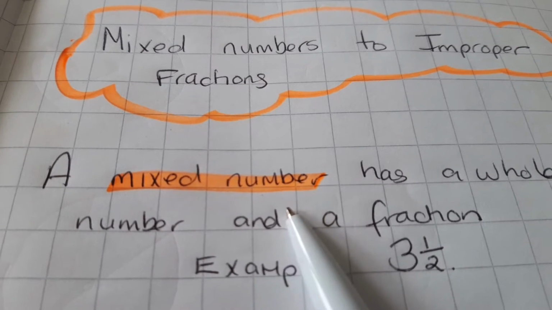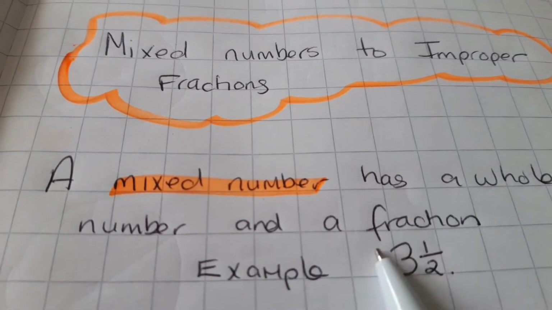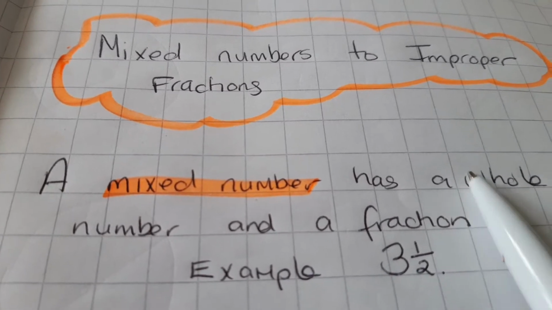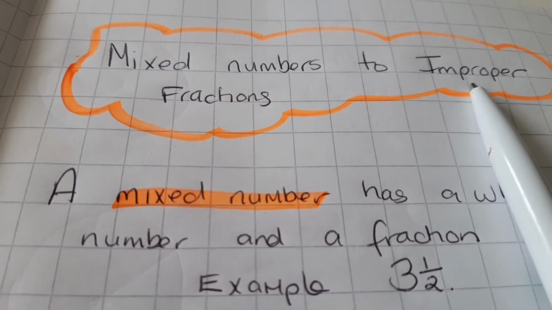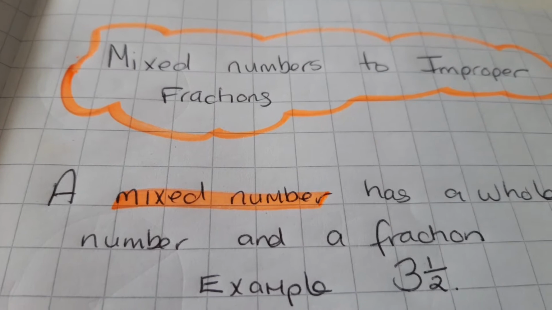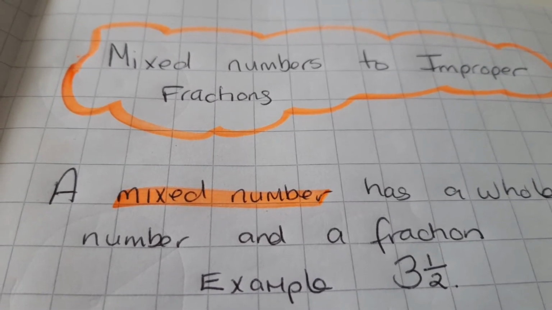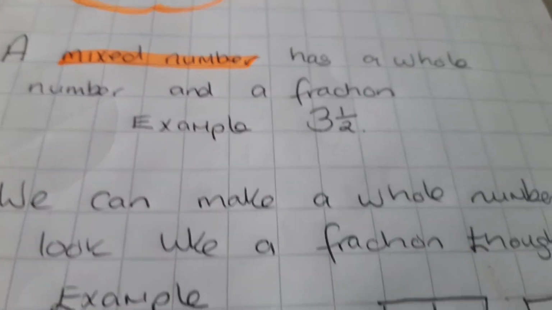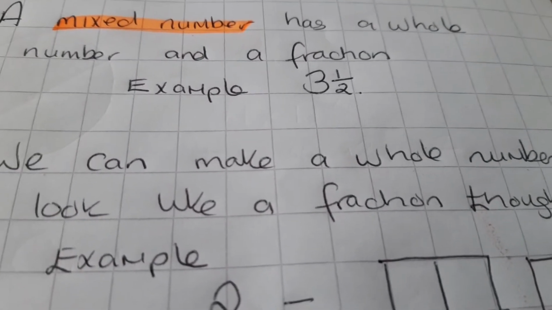But what we can do with these mixed numbers is we can write them as a fraction. And that kind of fraction is called an improper fraction because the top number of the fraction will be bigger than the bottom number. So we can make a whole number look like a fraction.